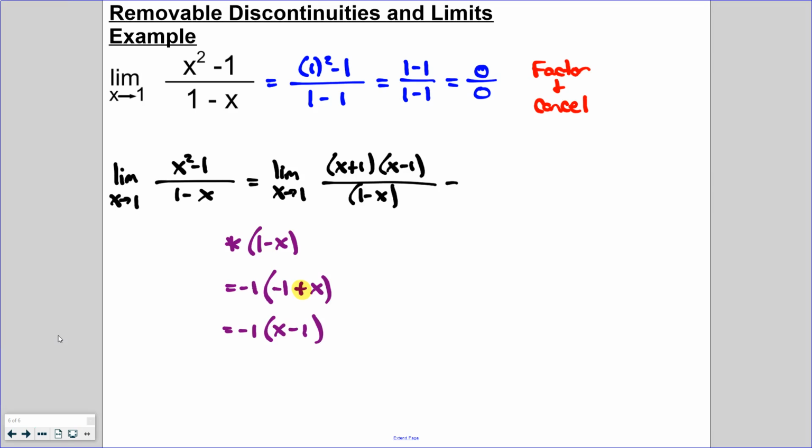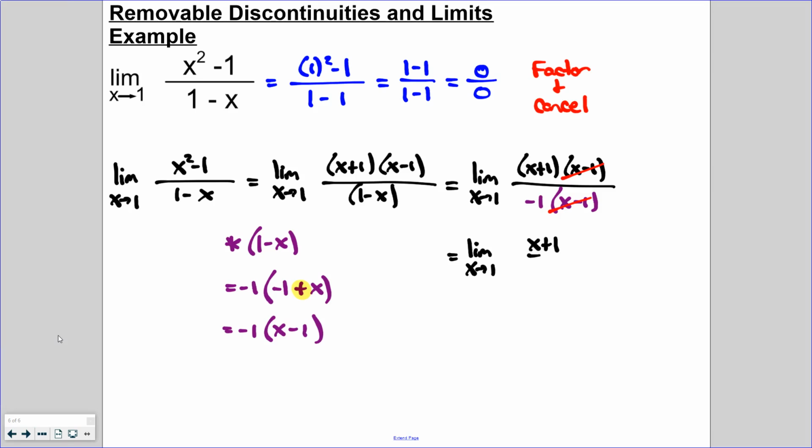So now we can replace that in our limit to get the limit as x approaches 1 of x plus 1 times x minus 1 over negative 1 times x minus 1. And now, using that secret trick, we have a common factor in the numerator and a common factor in the denominator that can cancel out. Simplifying our limit to be the limit as x approaches 1 of x plus 1 over negative 1. We can now use direct substitution to get 1 plus 1 over negative 1, giving us 2 over negative 1, or an intended height of negative 2.